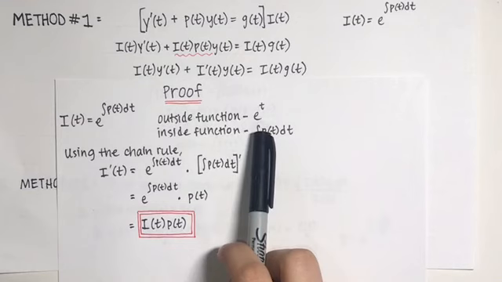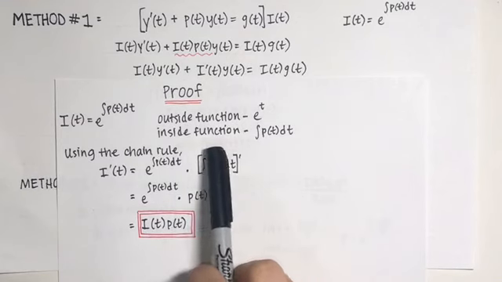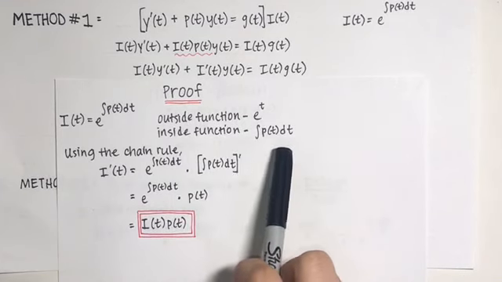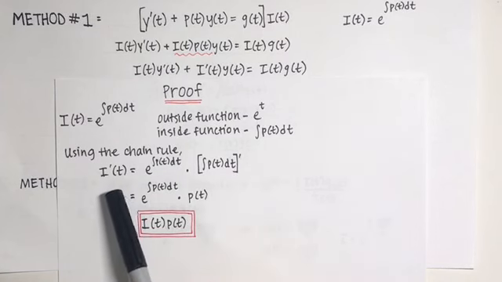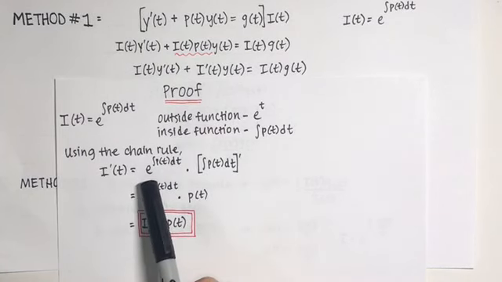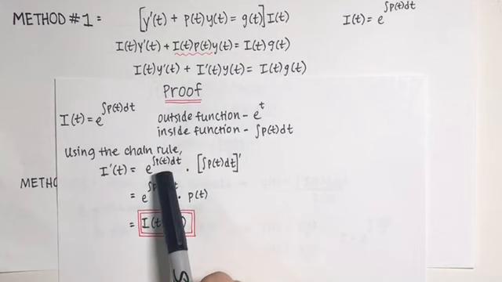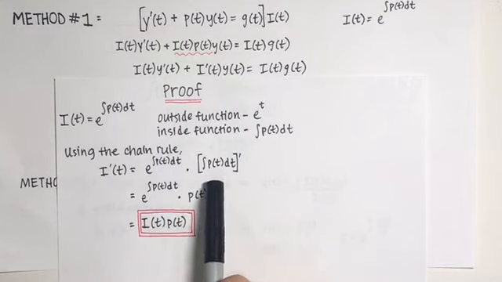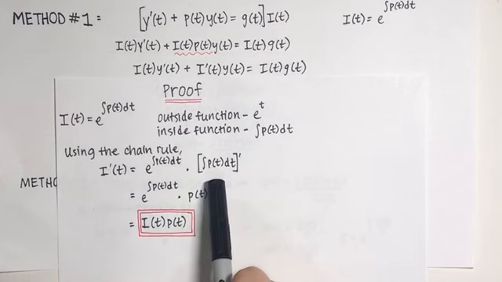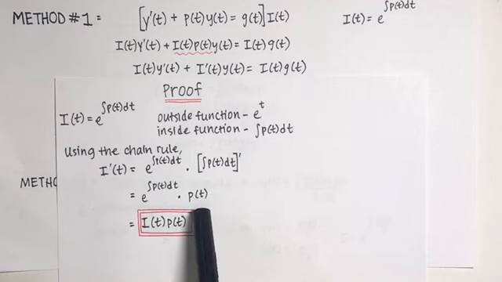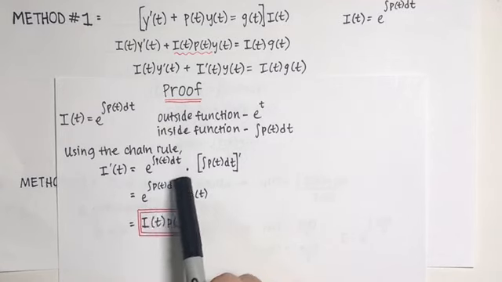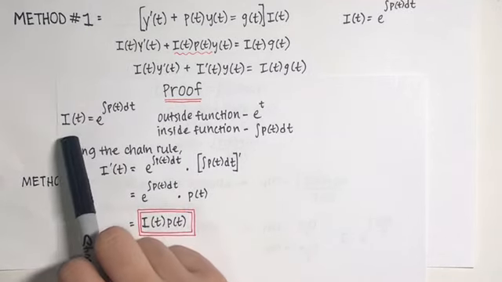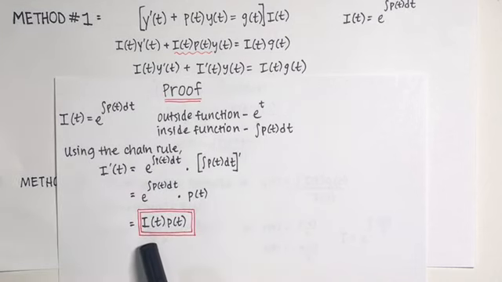So I of t equals e raised to the integral of p of t dt. The outside function is e to the t, and the inside function is the integral of p of t dt. Using the chain rule, we take the derivative of the outside function, and we keep the inside function the same, and you multiply this quantity by the derivative of the inside function. The derivative of the integral of p of t dt is just p of t, and e to the integral of p of t is just I of t. Therefore, I prime of t is I of t times p of t.